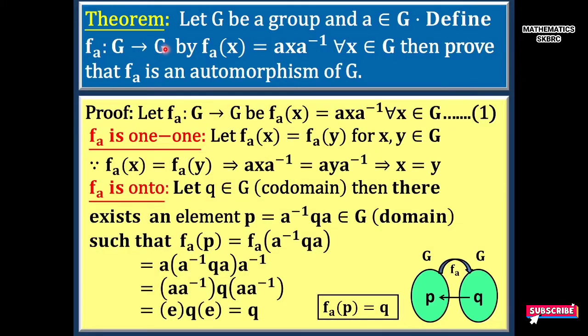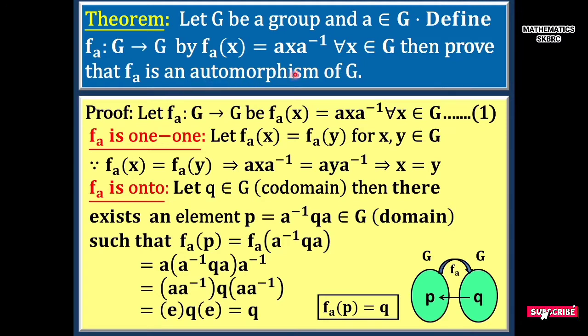Very important theorem. Let G be a group and a is an element in G. Define a mapping f_a from G to G by f_a of x equal to a x a inverse for all x belonging to G. Then prove that f_a is an automorphism of G.